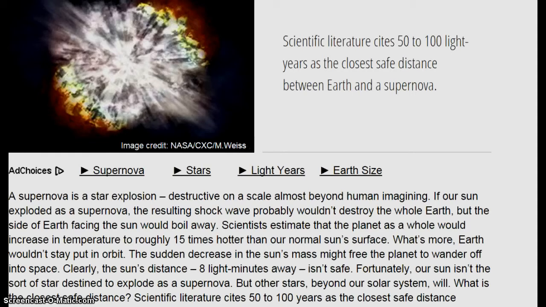Scientists estimate that the planet as a whole would increase in temperature to 15 times hotter than a normal sun surface, and what's more, Earth wouldn't stay in place in orbit. The sudden decrease in the sun's mass might free the planet to wander off into space. Clearly, the sun's distance of 8 light minutes isn't safe. Fortunately, our sun isn't the type of star destined to explode in a supernova, but other stars will. What is the safest distance? Science literature cites 50 to 100 light years as the closest safe distance.